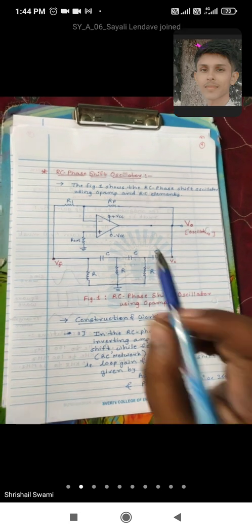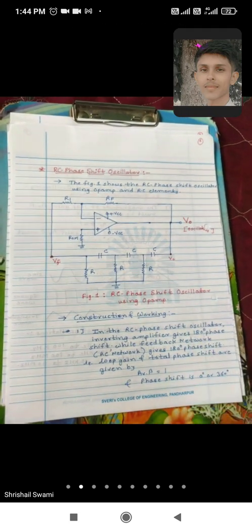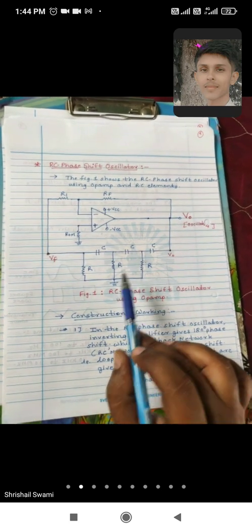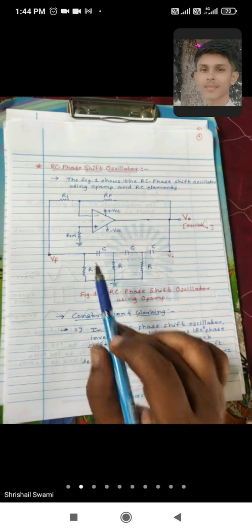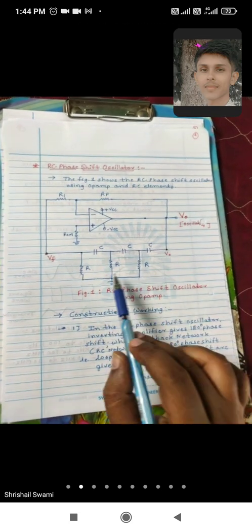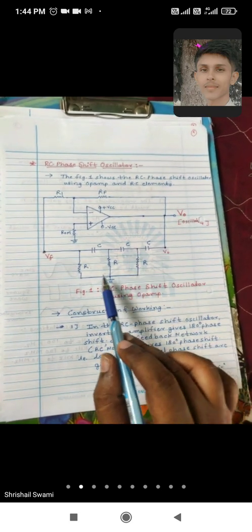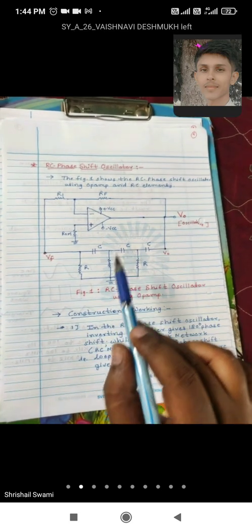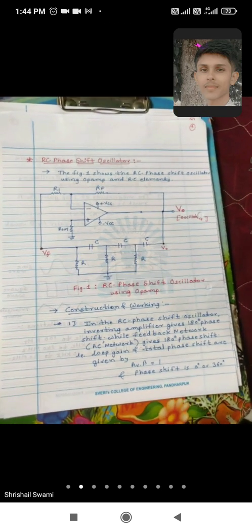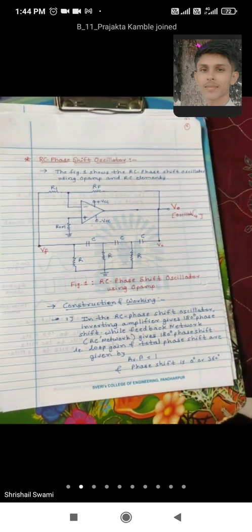In the RC phase shift oscillator, this is the diagram. We understood the construction and working. There are three RC networks connected in the feedback. As it is an inverting amplifier, it will give a 180-degree phase shift, and this RC phase shift network will give another 180 degrees. So the total phase shift between input and output will be 0 degree or 360 degree. So that criteria of Barkhausen we are following.